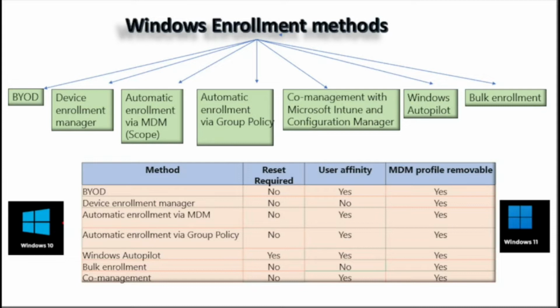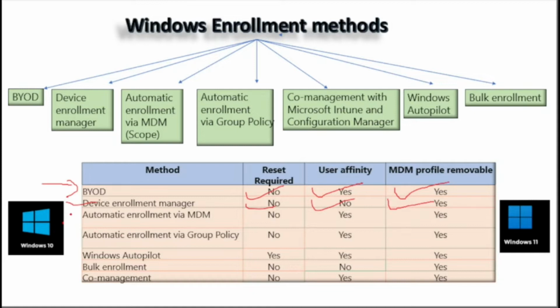This table is showing what is the behavior of reset required, user association, and whether user can remove the MDM profile or not. You can see that in case of BYOD scenario, reset is not required and the person who is going to enroll the device is the primary owner of that device, they can remove the MDM profile just by unenrolling the device. In case of device enrollment manager, again the reset is not required, but there will be no user affinity and user can remove the MDM profile by unenrolling the device.